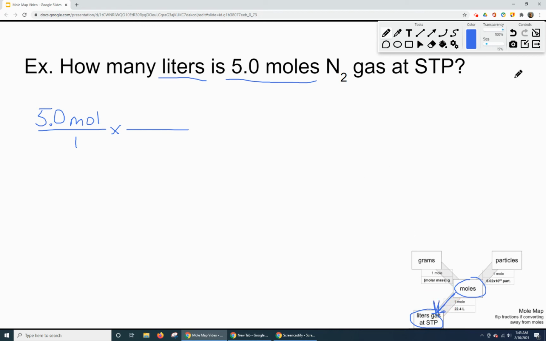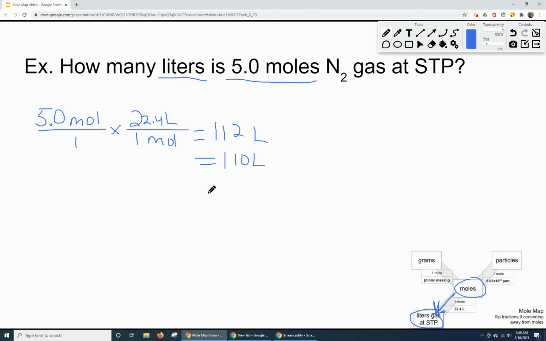So what I'd like you guys to do is pause the video and try this problem yourself, and then restart the video and we'll finish it up. All right, so I need to use that 22.4 liter number, but it has to go in the numerator. The reason is that I want to put moles in the denominator, cancel. So this is going to be 5 times 22.4, and this is going to be 112 liters. And really, I should round it. I'm going to round it to 110 liters.